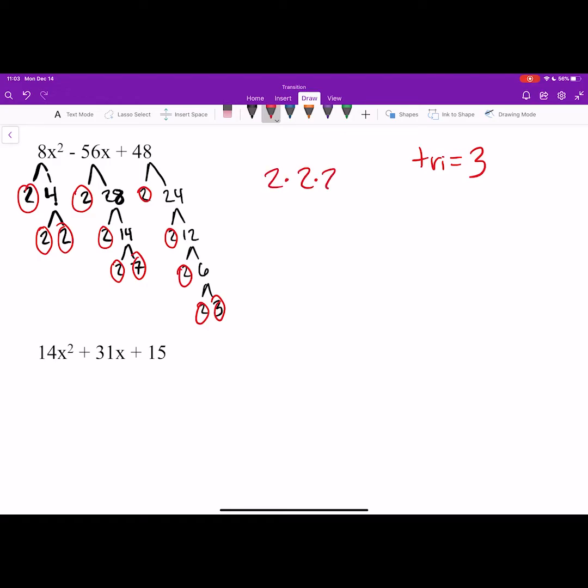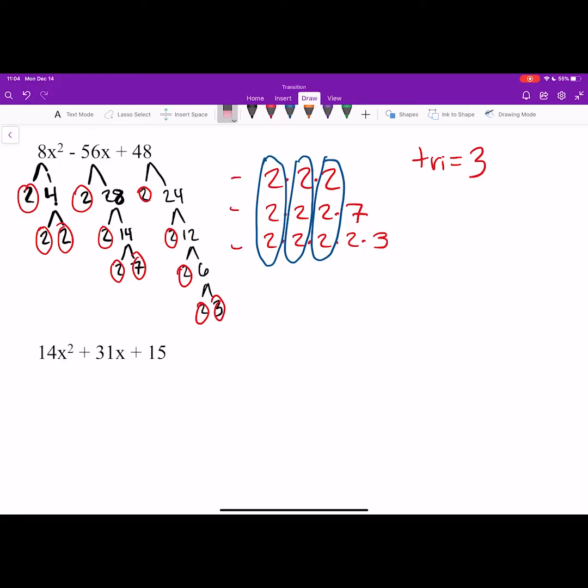8 is 2 times 2 times 2. 56 was 2 times 2 times 2 times 7. And 48 was 2 times 2 times 2 times 2 times 3. Written this way, it's easier to see what's common between these. I have 3 2's in each of those. Note it's 3 2's, not 3, 6, 9, because there are just 3 in each of them. So I can take 3 2's out. When I multiply those together, 2 times 2 is 4, times 2 is 8. So I can take 8 out of each piece.